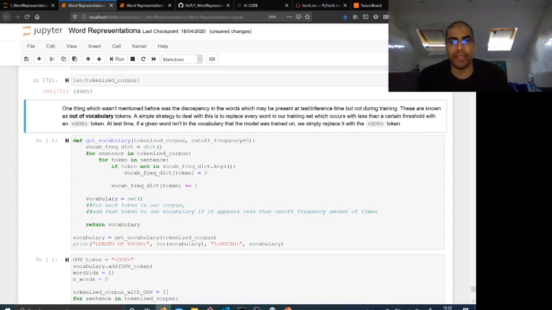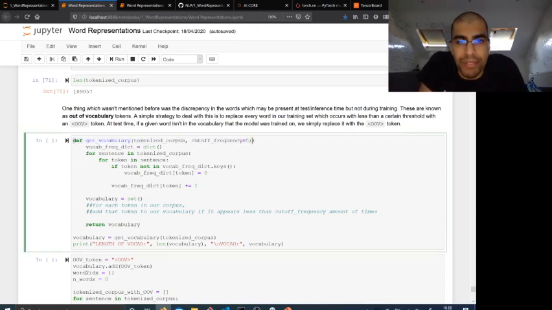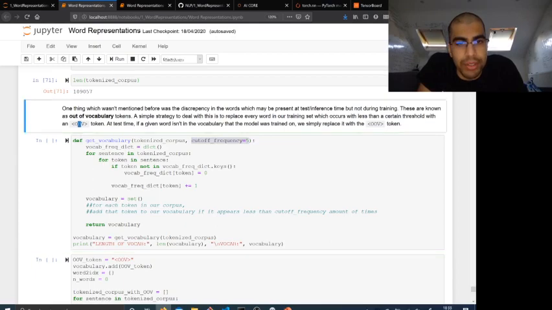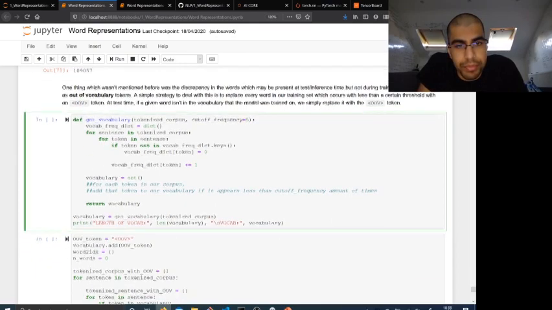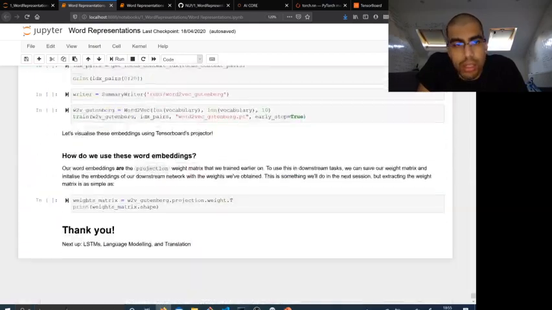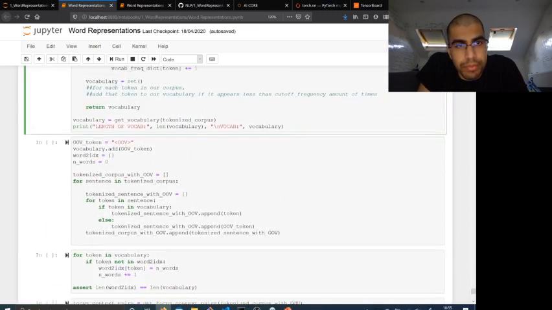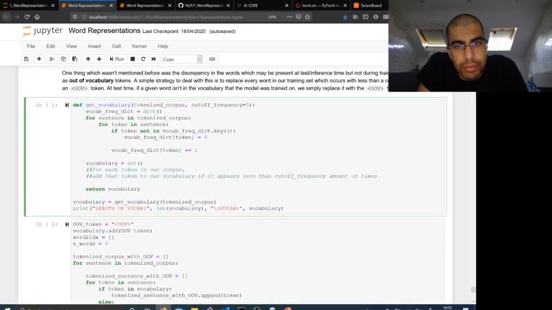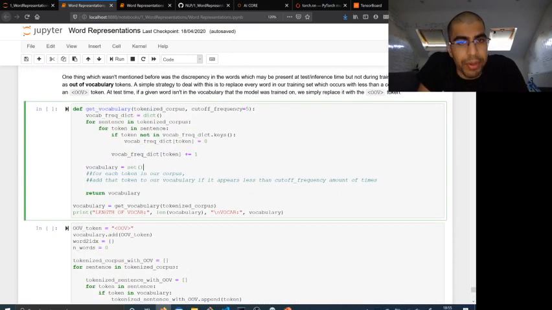And at test time, if the given word isn't in the vocabulary that the model was trained on, all we do is simply replace it with the out of vocabulary token. And here we're defining this threshold to be 5. So any words that occur less than 5 times, we're going to replace with this out of vocabulary token. And just a bit of code for us to do.